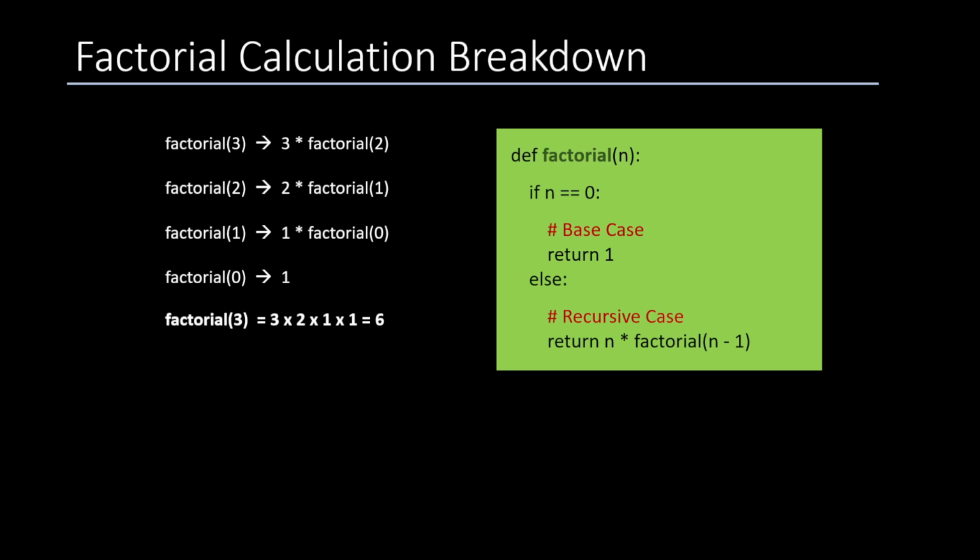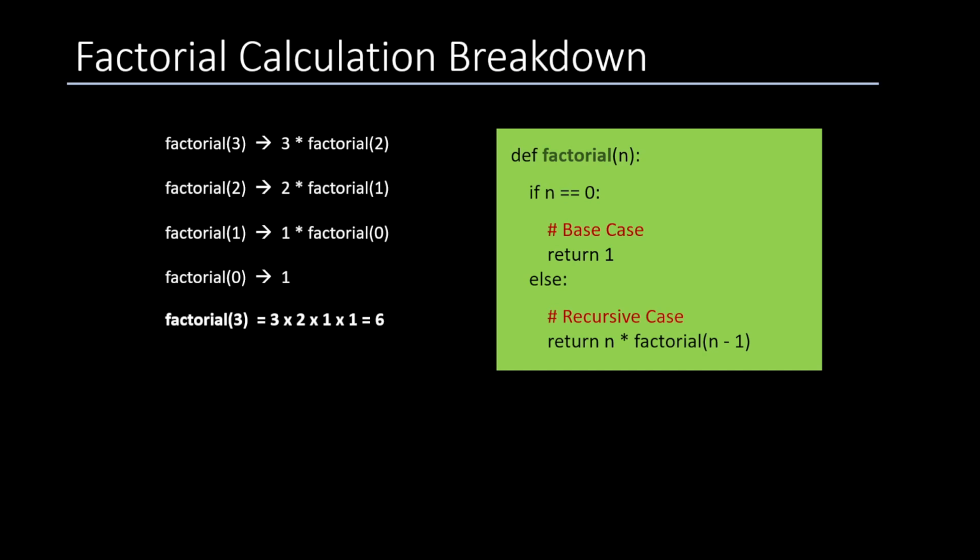Next, factorial 2 is called. It also checks if n is 0, then returns 2 times factorial 1. Then factorial 1 is called, which returns 1 times factorial 0. Finally, factorial 0 hits the base case and returns 1. So the computation would be 3 times 2 times 1 times 1, which is equal to 6.